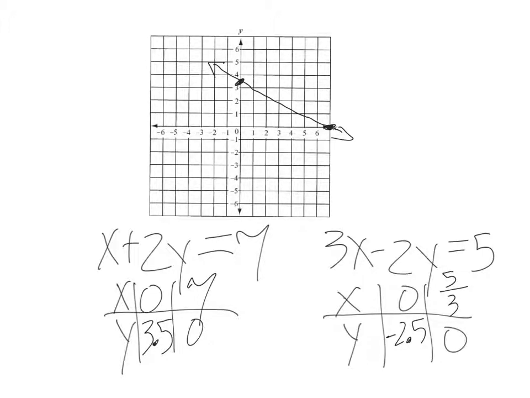Okay, then we come over to our second line. So we have our x is 0, and our y is negative 2.5. Okay, so that's going to be about there. And then our second one, our x is 5 over 3, so 1 2/3, and y is 0. So that's going to put our point right here. Okay, so then we can come through and draw our line.